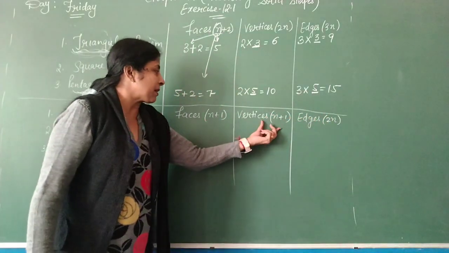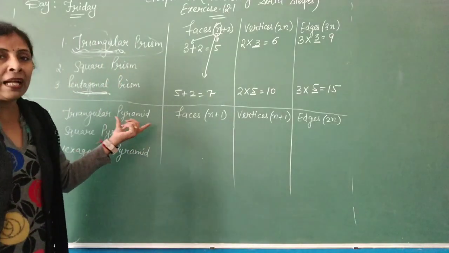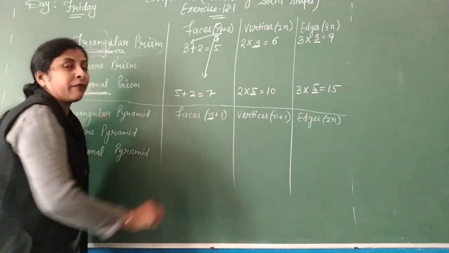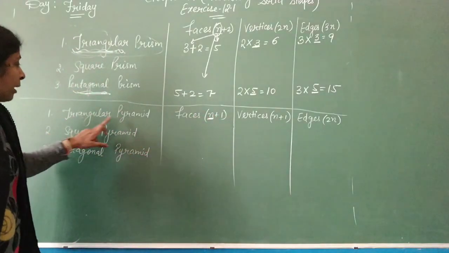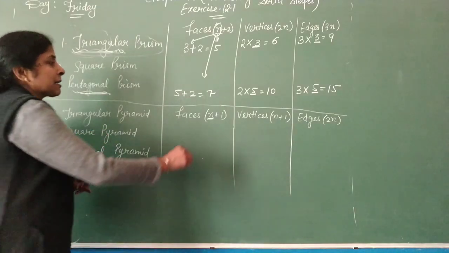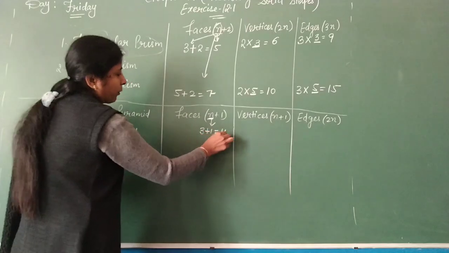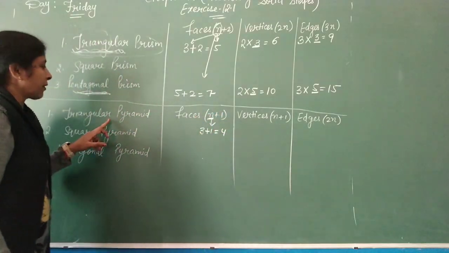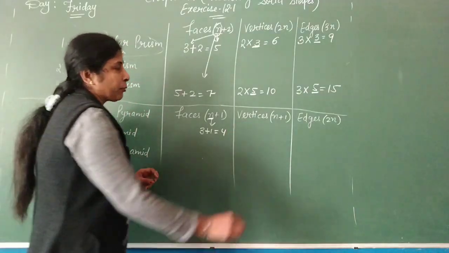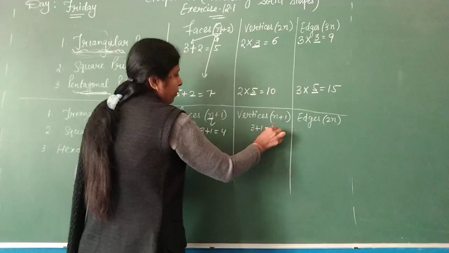n plus 1, n plus 1. So we can say that faces and vertices of triangular pyramid are the same. And from where will n come? In triangular pyramid there is the word triangle and the number of sides in triangle is 3. So you have to put 3 here. 3 plus 1 is equal to 4. Number of faces in triangular pyramid is 4. And what about vertices? Again put the value of n here. n is 3. 3 plus 1 is equal to 4.